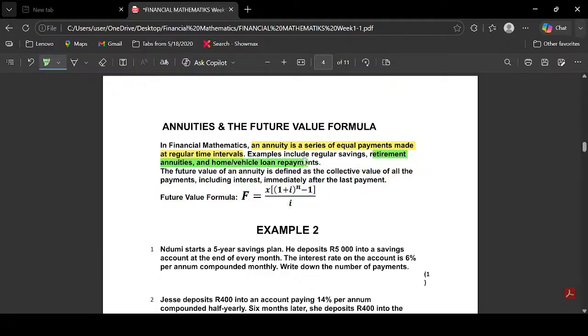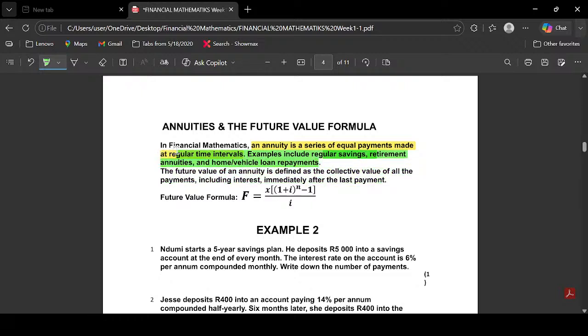Okay, now how do they define a future value? Because that's where I'm going now. It says the future value of an annuity is defined as the collective value of all the payments including interest immediately after the last payment. So when it comes to a future value, it's going to be all the payments that we're going to be making, and they are going to be including the interest. With future value, it includes the interest. Do you see the difference?